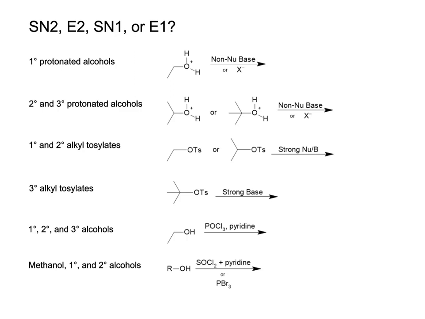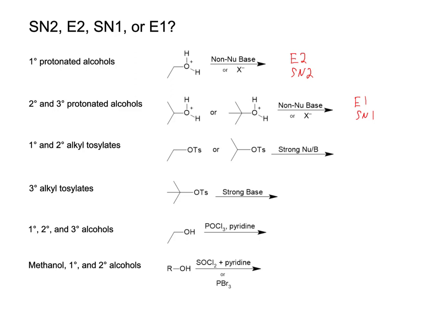When we have a first degree or primary protonated alcohol, and we react that with either a non-nucleophilic base or a halide, we're always going to get one of the twos. So in other words, if we use the non-nucleophilic base, we'll get an E2. If we used the halide, we would get an SN2. Now that changes for secondary and tertiary protonated alcohols, in which case, when we react those with a non-nucleophilic base or a halide, we are going to get either an E1 or an SN1 reaction.